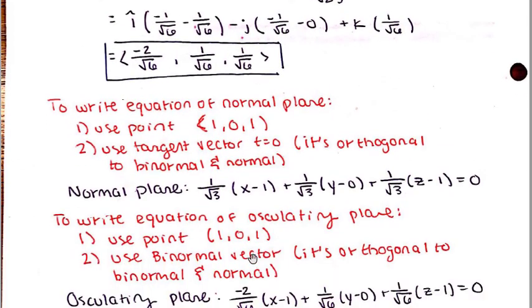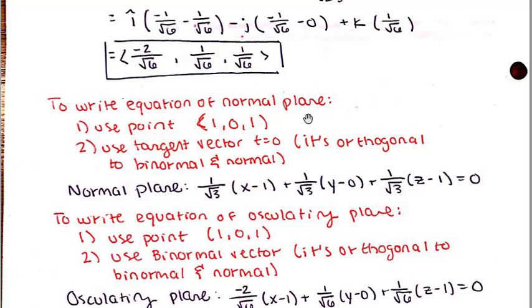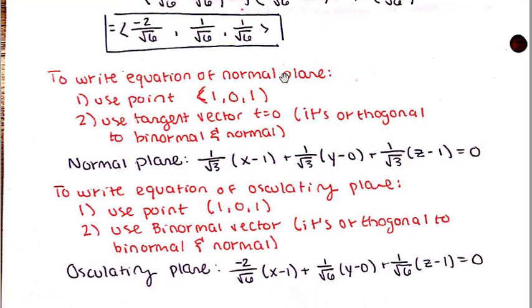So the final step is to write, now that I have all three vectors, the equations of the planes. To write the equation of the normal plane, I'm using the point 1, 0, 1, and I use the tangent vector at t equals 0 because it's orthogonal to the binormal and the normal. Okay, and for the equation of a plane, I'm just putting the direction numbers here, putting the point here, and setting it equal to 0. And I'm done.